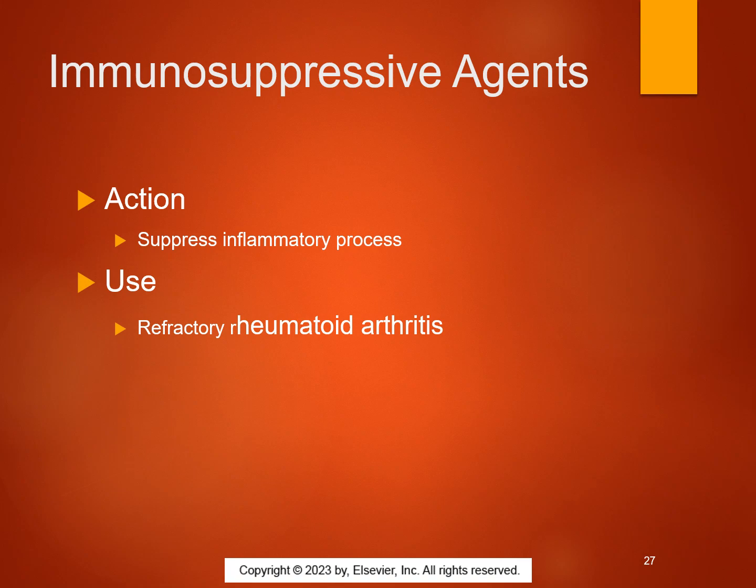Immunosuppressive agents, action and use. Some patients with rheumatoid arthritis need stronger medications when NSAIDs and methotrexate don't work. These drugs are called biologic immunosuppressants, like TNF blockers and interleukin-1 inhibitors. They work by blocking specific inflammatory chemicals that cause joint damage. By turning those signals off, they reduce pain, swelling, and slow the disease progression.